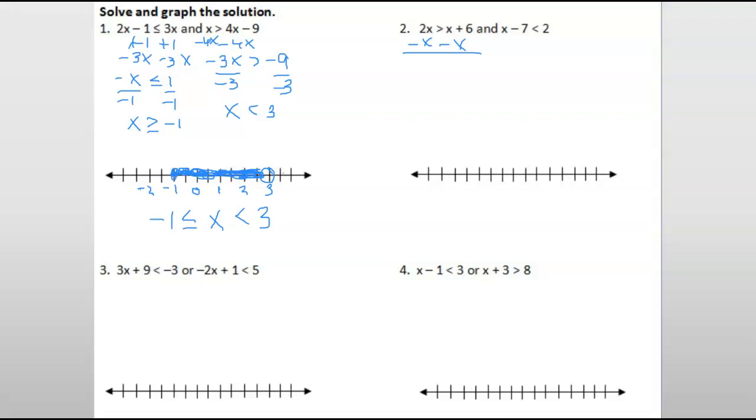In example 2, subtract x from both sides. You get x greater than 6. Add 7 to both sides. You get x less than 9. So we get that our x value has to live between those two endpoints. Both are open circles. Make sure you can tell where you shade. Make sure I can tell what numbers we're looking at. So you can clearly tell it goes like 5, 6, 7, 8, 9, 10. So we know we're plotting 6 and 9.